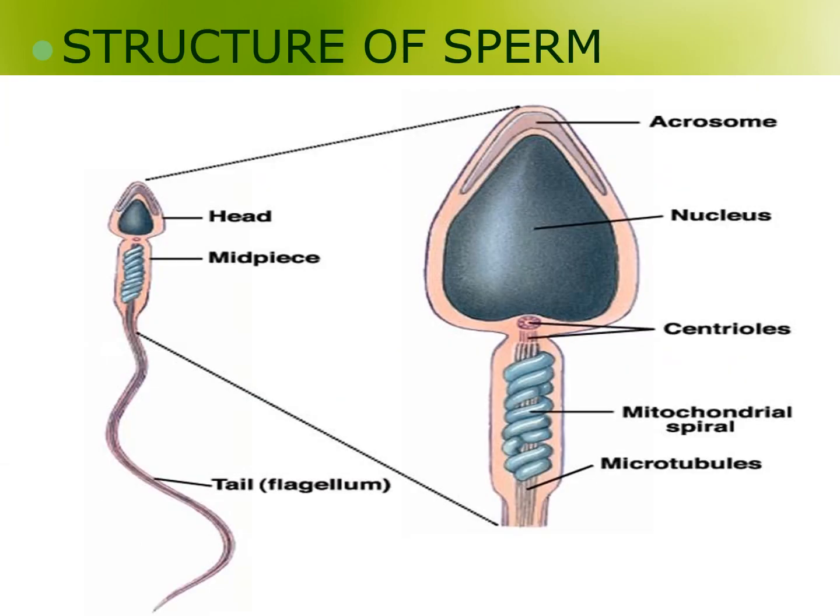And if you look into the structure of the sperm, it has a head, middle piece, and a tail. This head has a cap-like structure. Here you can see a cap-like structure. This is known as the acrosome, and a nucleus is there in the head, and this is the centriole, and this is the mitochondrial axial filament.